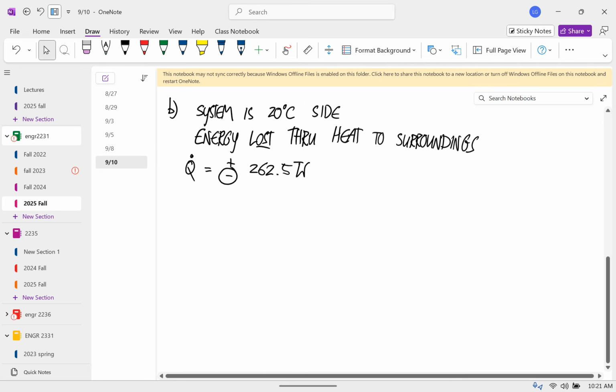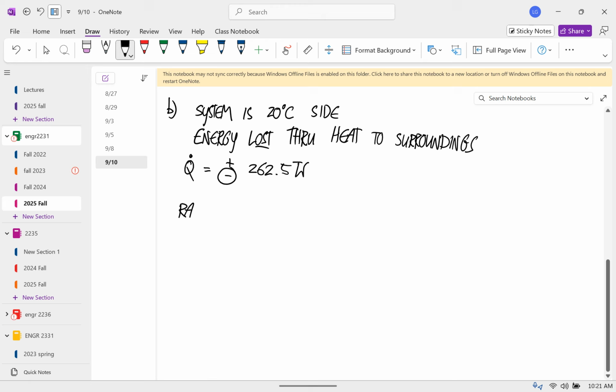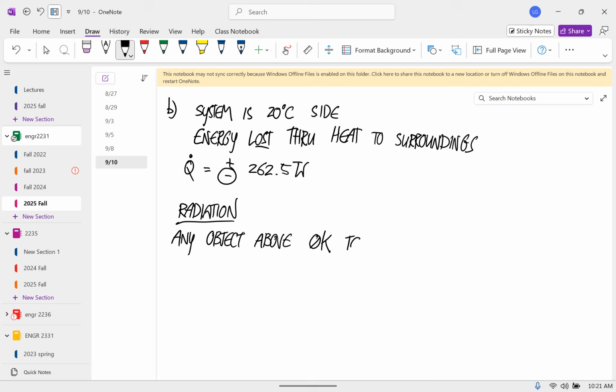Okay, the next type of heat transfer that we'll do is radiation. Any object that's above 0 Kelvin, okay, that's 0 Kelvin, not 0 degrees Celsius, radiates energy. And the form of this energy is electromagnetic waves.